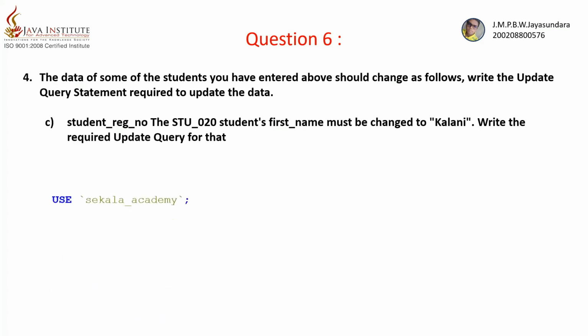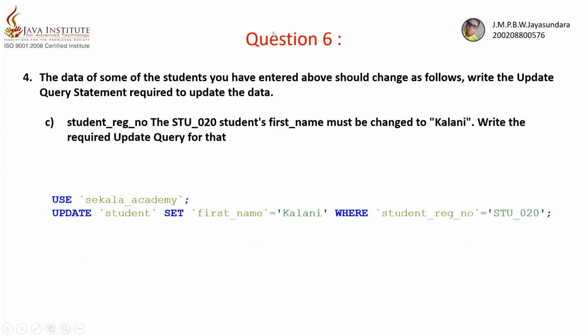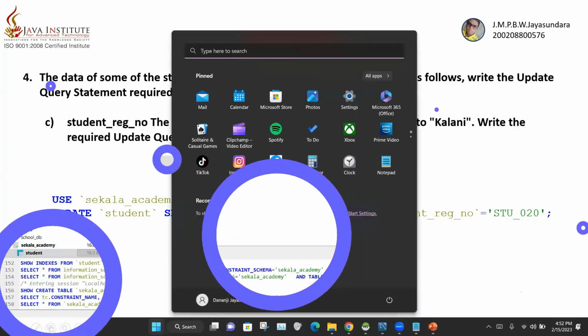First we need to define what database we are using. After that we can run our update query. In here we have said update student table, set first name column value into Kalani, and then we have given a condition as where student register number column value is equal to STU020. So let's go and see how we can run this.